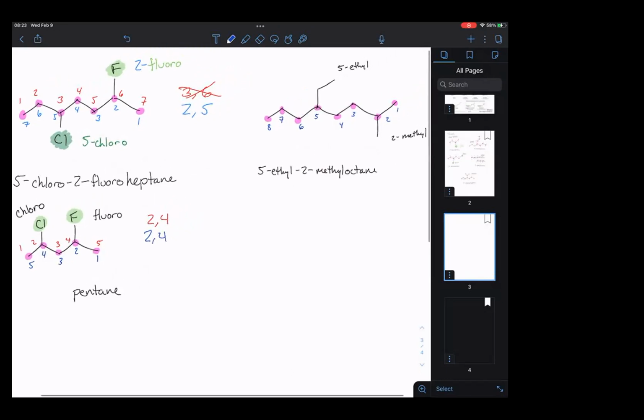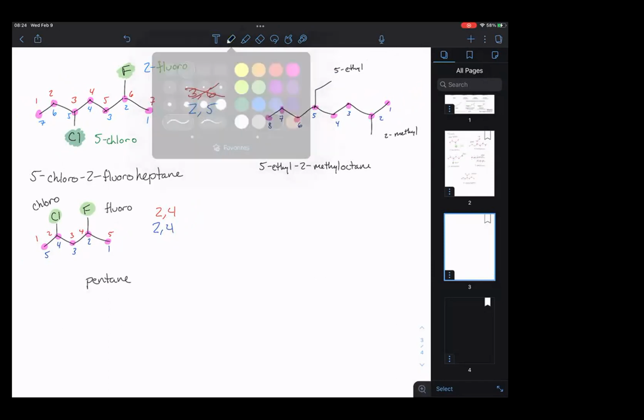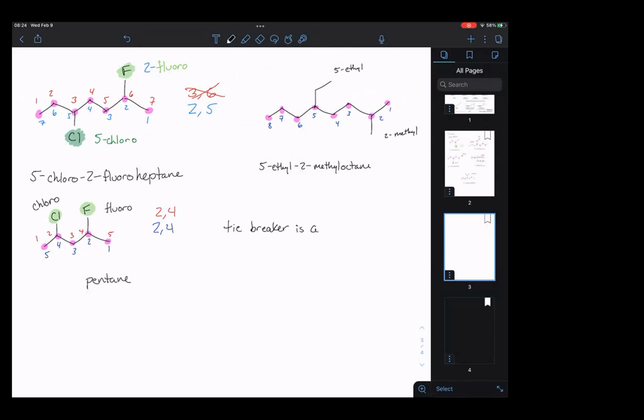So remember, in all these previous examples, these are a good collection of examples to illustrate these two important points. You always go for the lower numbering scheme. That's the first thing you do, right? So that's why it was 5 chloro and 2 fluoro, as well as 5 ethyl and 2 methyl. We just made sure we had the lowest possible numbering scheme in there. But now we have a situation where our numbering schemes are tied. Okay, so the tiebreaker is alphabetical order.